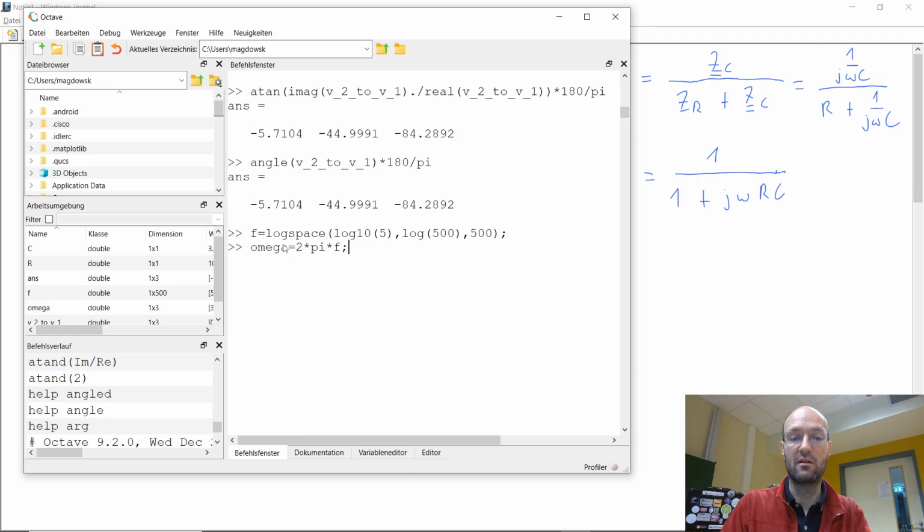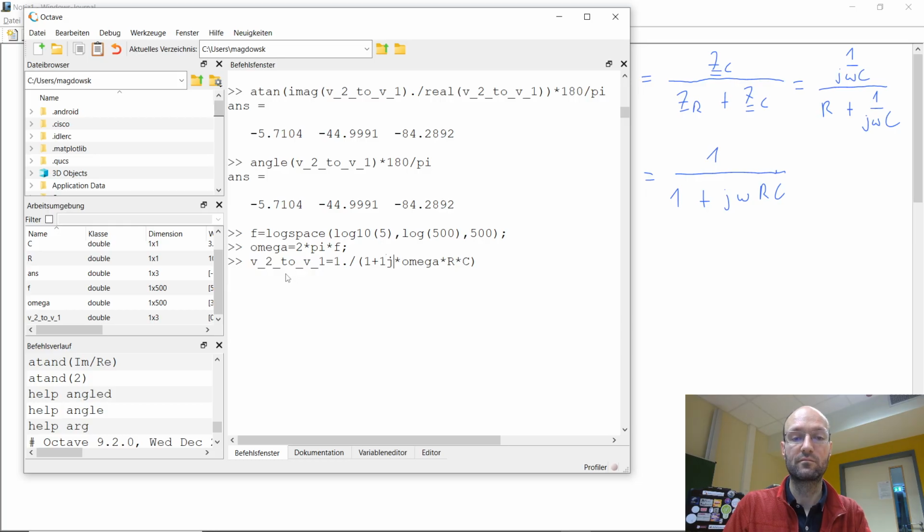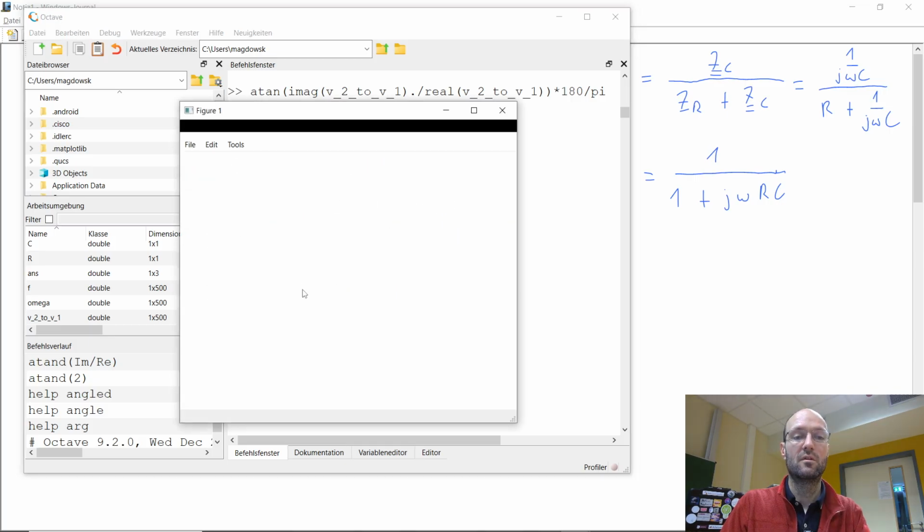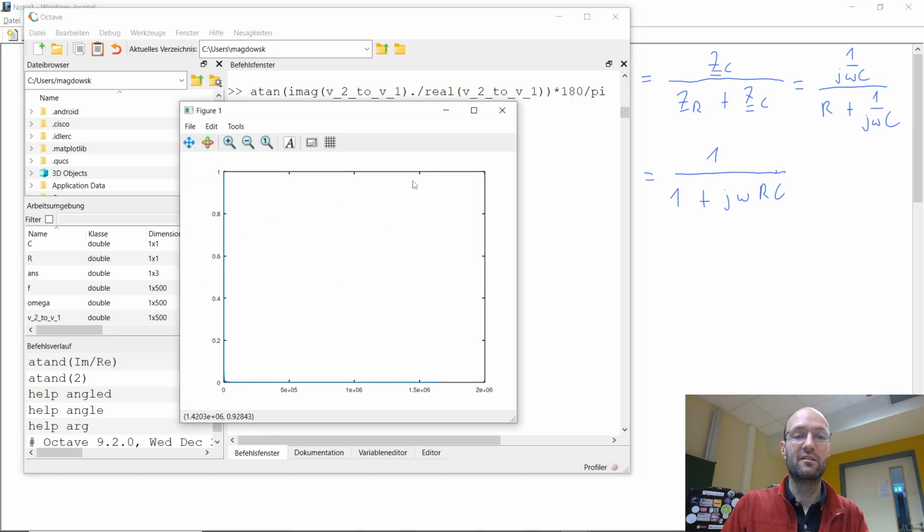So we can calculate our angular frequencies. Now we get also for omega 500 values. And we can recalculate our ratio here. And with the semicolon, I will omit the output. So we also have 500 values for this. And so now, for example, we could plot, maybe at first, magnitude versus frequency. And then we get something like this.